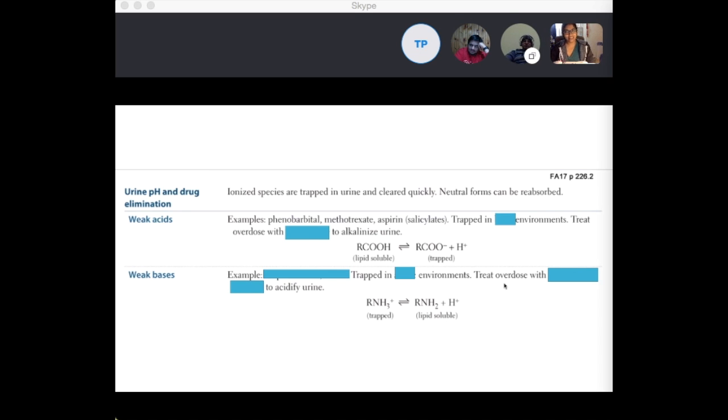And if they're weak acids, they can be trapped in what kind of environment? Basic. So if you overdose with any of these, what can you treat with to alkalinize the urine and trap them? Like bicarb. Yeah. Alright. Can anyone give me some examples of weak bases?